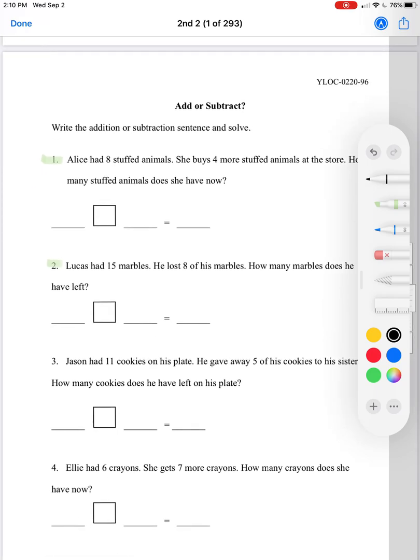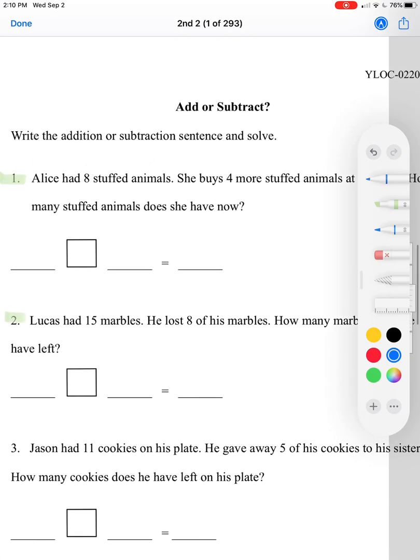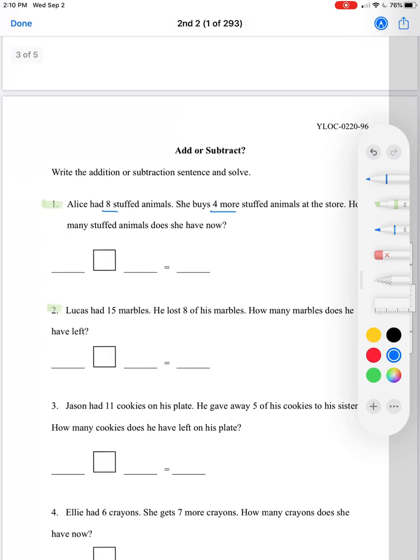Now here we have add or subtract. We are given a word problem and we have to find out whether we're going to add or subtract. So we have Alice had 8 stuffed animals and she buys 4 more stuffed animals at the store. How many stuffed animals does she have now?